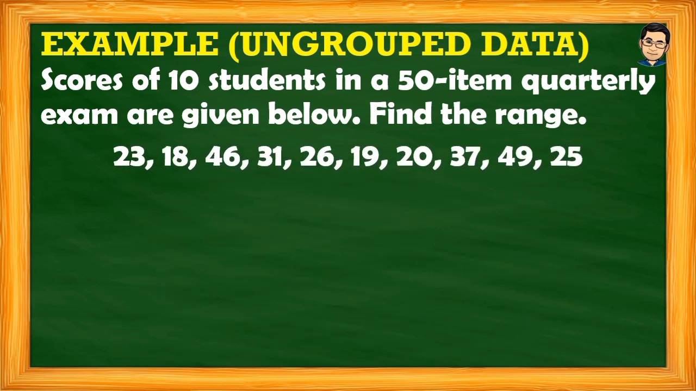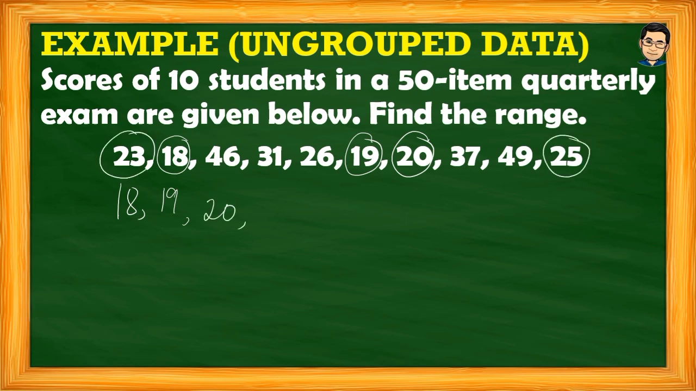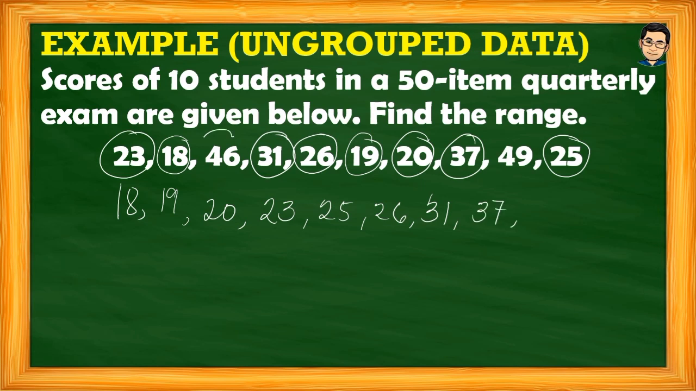Para hindi tayo malito, pwede nating i-arrange yung mga scores. For example, 18 is the lowest score, and then 19, 20, 23, 25, 26, and then 30, 31, 37, 40, 46, and 49.